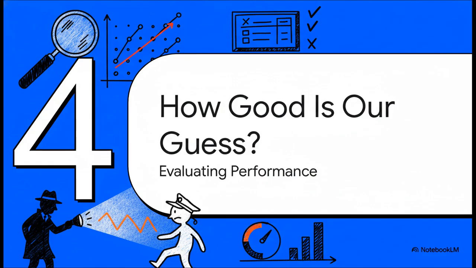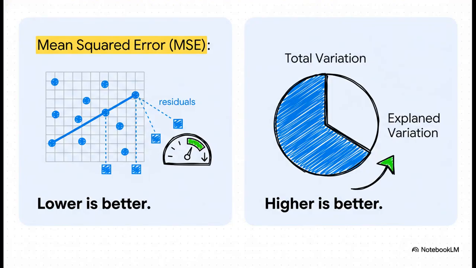For that, we need some scoring metrics. We've got two main ways to do that. The first is mean squared error, or MSE. It basically measures the average size of our mistakes. So for MSE, lower is always better. Then there's R squared. This one's a little more intuitive. It tells us what percentage of the price variation our model can actually explain. For R squared, you want a number as close to 1 as possible.